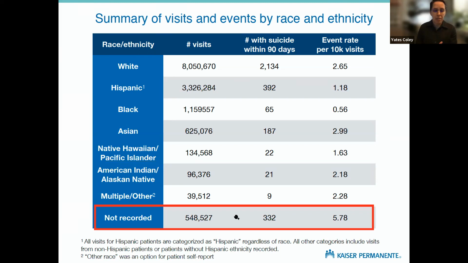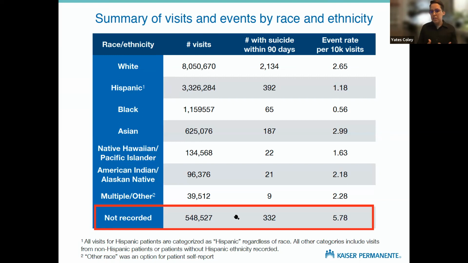And at least to me, the most remarkable thing when I first saw this table is that the rate of suicide death is highest for patients for whom race and ethnicity is not recorded in the electronic health record. The suicide rate for this group is nearly twice as high as it is for visits by Asian patients, the group with the next highest rate.